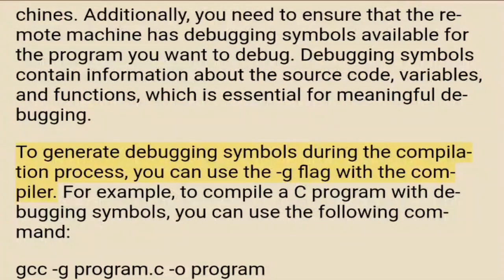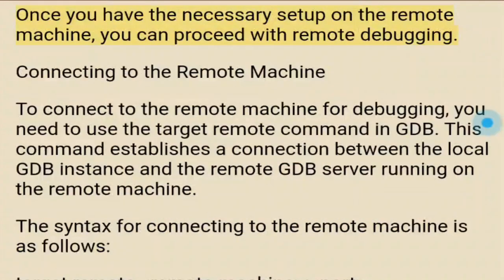To generate debugging symbols during the compilation process, you can use the -g flag with the compiler. For example, to compile a C program with debugging symbols, you can use the following command: gcc -g program.c -o program. Once you have the necessary setup on the remote machine, you can proceed with remote debugging.